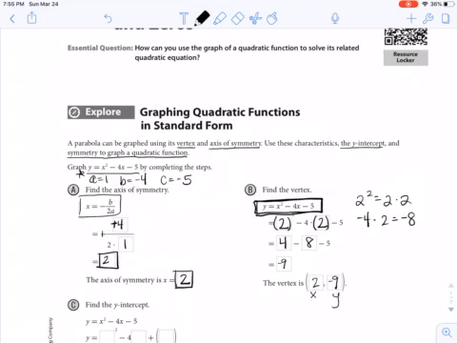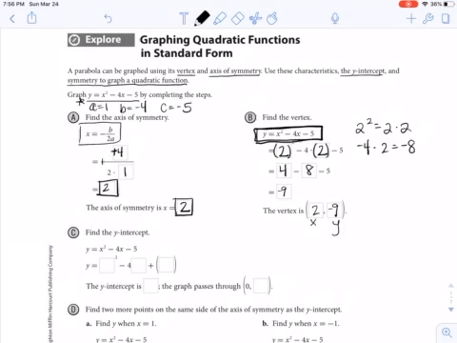Okay, so let's go ahead and continue on. So we're going to find the y-intercept. I don't know if you guys remember, but when we find the y-intercept, we have to plug 0 into x. And so every x is going to equal 0. And so 0 squared is going to give us 0 minus 0 minus 5. And so our y-intercept is going to be negative 5. And the graph passes through 0, negative 5.